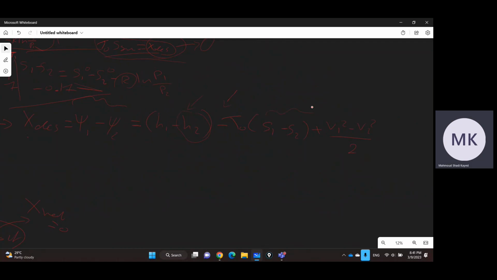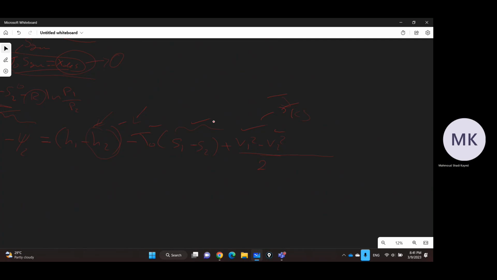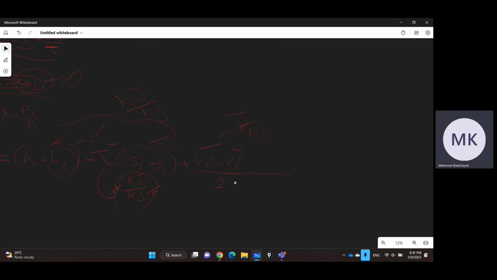So, and now this is known, and also this, but of course, as you remember, this is in joule per kilogram, and all of these are in kilojoule per kilogram, because here the entropy is kilojoule per kilogram Kelvin, and it is multiplied by Kelvin, so it is also in kilojoule per kilogram. So to convert this to kilojoule, we divide by 1000.